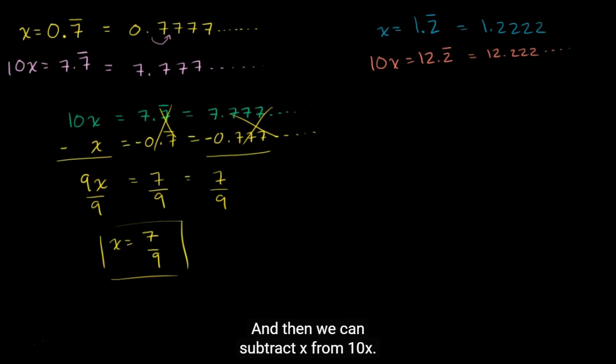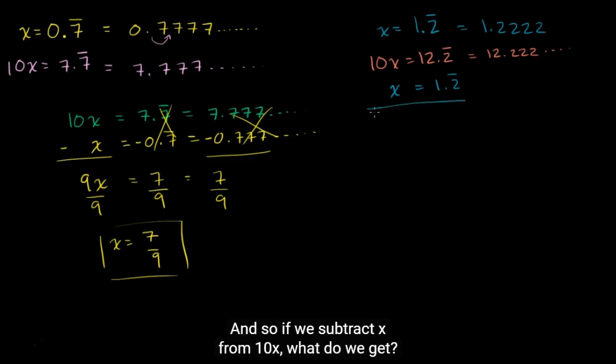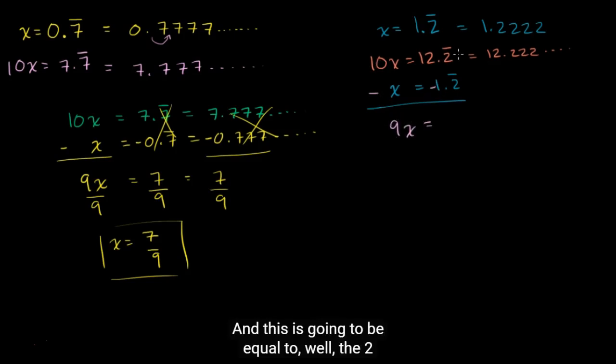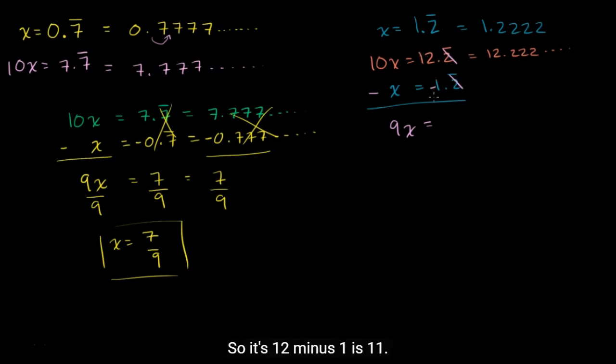And then we can subtract x from 10x. You don't have to rewrite it, but I'll rewrite it here just so we don't get confused. So we have x is equal to 1.2 repeating. And so if we subtract x from 10x, what do we get? On the left-hand side, we get 10x minus x is 9x. And this is going to be equal to, well, the 2 repeating parts cancel out. 2 repeating minus 2 repeating is just a bunch of zeros. So it's 12 minus 1 is 11. And you have 9x is equal to 11. Divide both sides by 9. You get x is equal to 11 over 9.